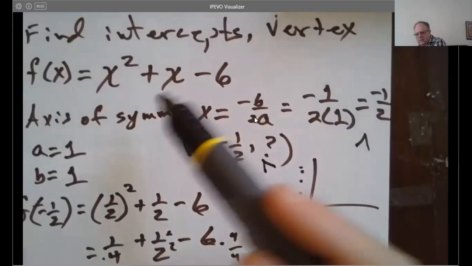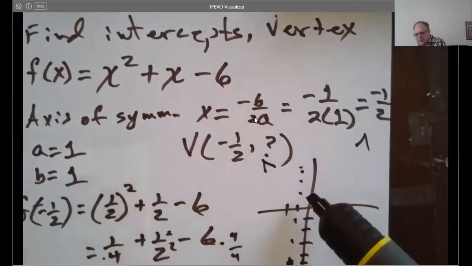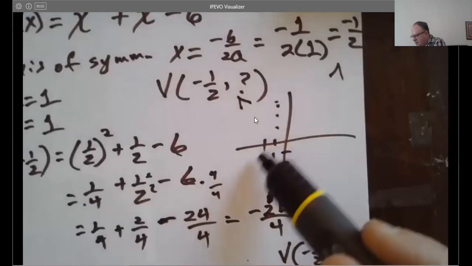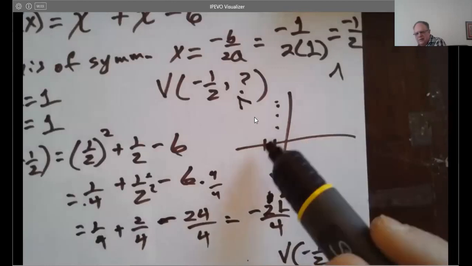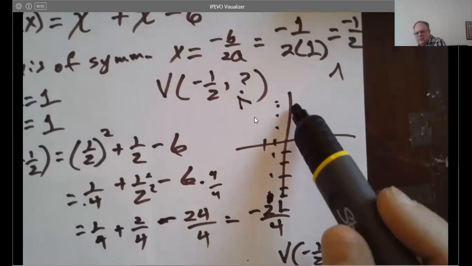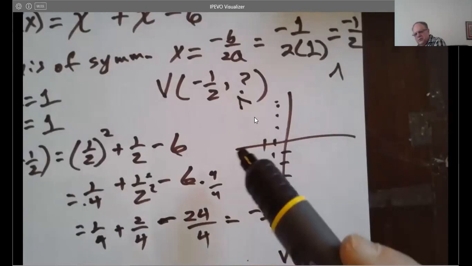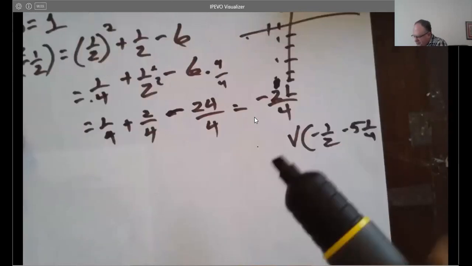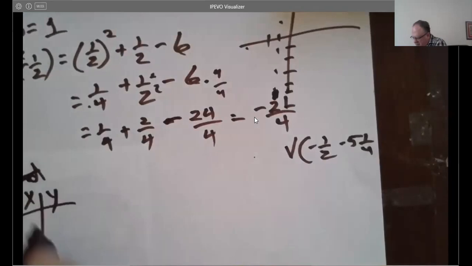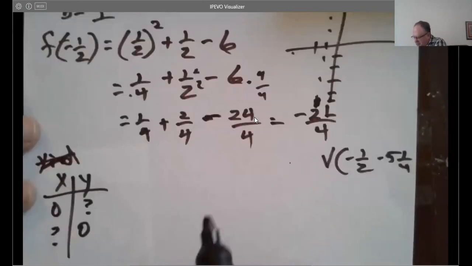Well, when we were looking at linear equations, for example, where the line intercepted the x-axis, y was always 0. Whenever it intercepted the y-axis, x was always 0. Well, the same holds true for parabolas. So basically it's like we're using the table of values. Set x equal to 0, find y. Set y equal to 0, find x.